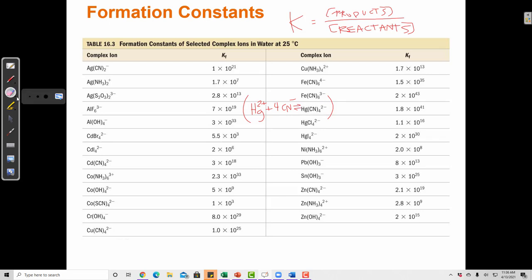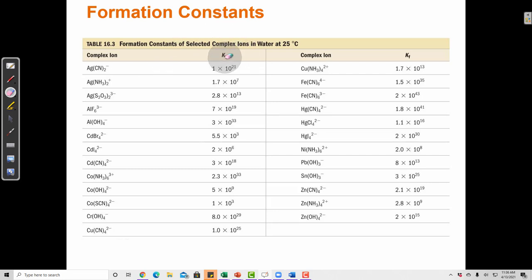The point being, complex ion formation is incredibly favorable. If I have an ion and a ligand in the solution, it is always going to form a complex ion to a great extent because all of these numbers are very large.